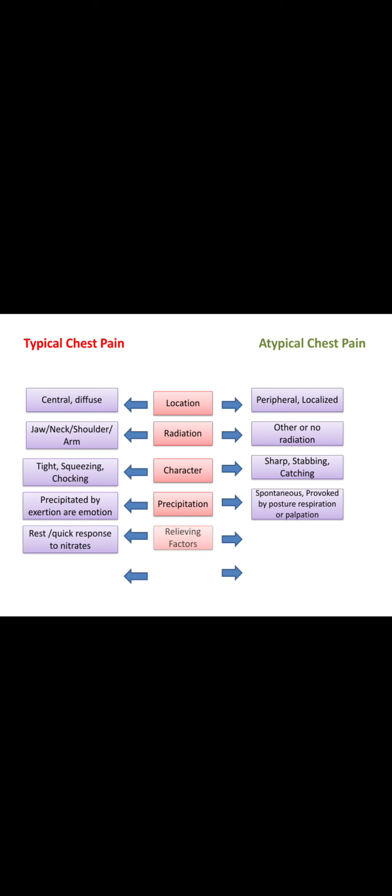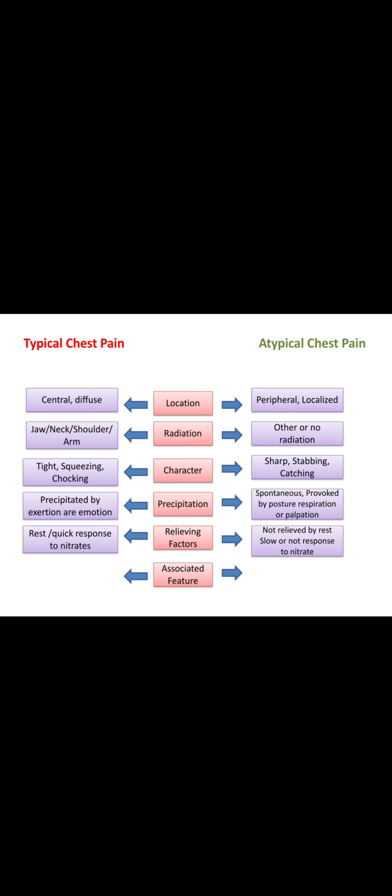Next is the relieving factor. Typical chest pain is relieved with rest or quickly responds to nitrates, while atypical chest pain is not relieved by rest or is slow or not responsive to nitrates.